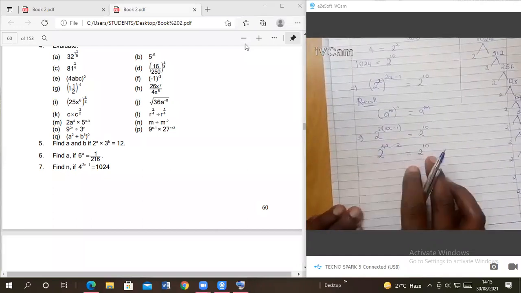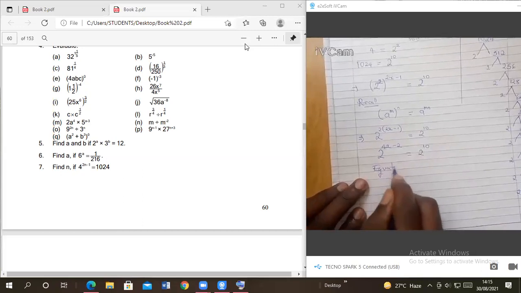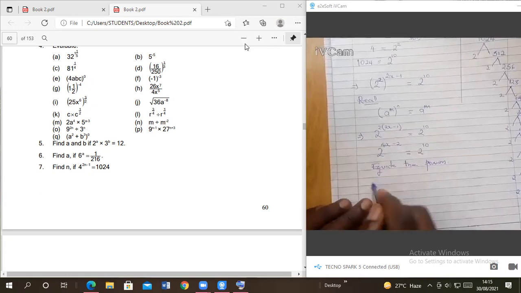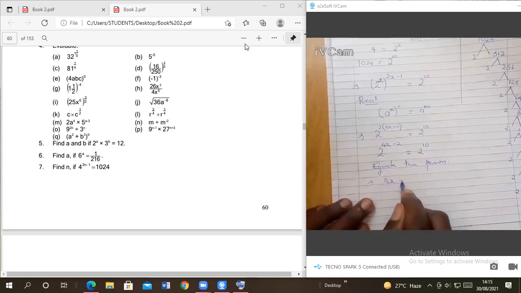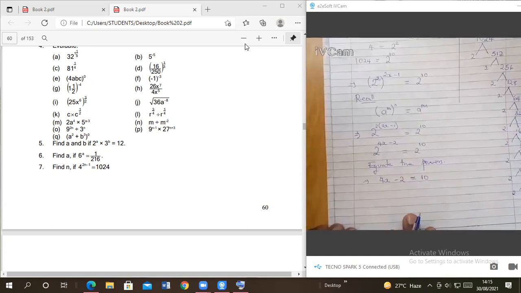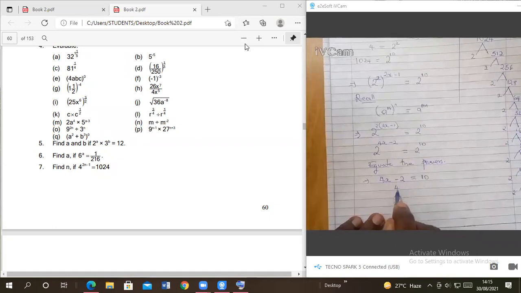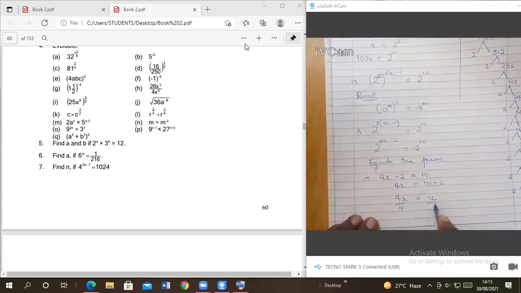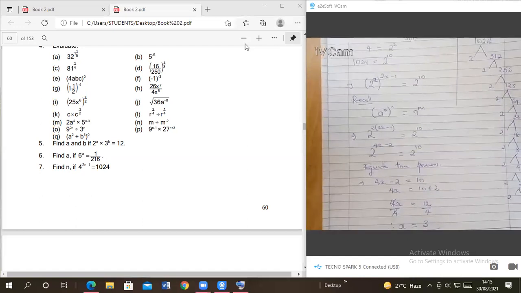Now you can see that they have the same base. So since they have the same base, equate the powers. Equate the what? The powers. So which means we shall have 4x minus 2 equals to 10. So when you collect the right term, we shall have 4x equals to 10 plus 2. So 4x is equals to 12. So divide also by 4. So therefore, our x is equals to 3. Our x is 3. As simple as that, members. Yes, as simple as that.